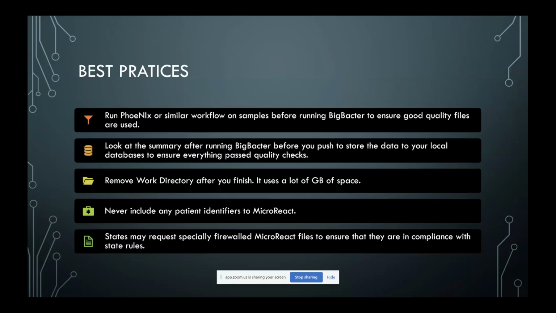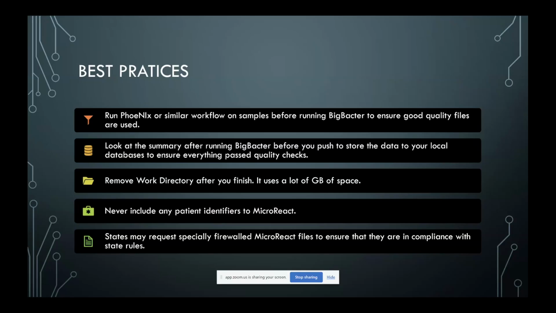I think there are a few best practices to follow that I want to run through very quickly. I think you should always run Phoenix or FLAC AMR or a similar workflow on the samples before BigBacter to ensure that everything passes quality metrics. BigBacter is something you have to run twice. The first time you run it, it'll give you results. You should look at those summaries, and then you can resume the pipeline with the push command to ask it to store the results in your local databases. And so before you store it, make sure everything passes quality.